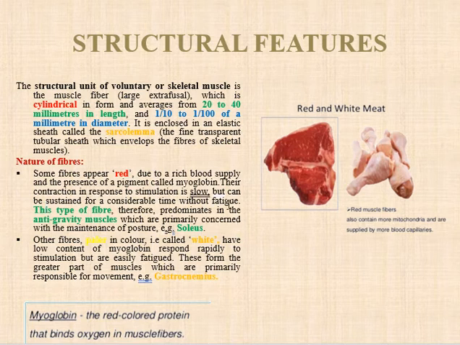for example soleus. Other fibers, paler in color, called white, have low content of myoglobin, respond rapidly to the stimulation but are easily fatigued. These form the greater part of the muscles which are primarily responsible for movement, for example gastrocnemius. Myoglobin, basically, is a red colored protein that binds oxygen in the muscle fibers.